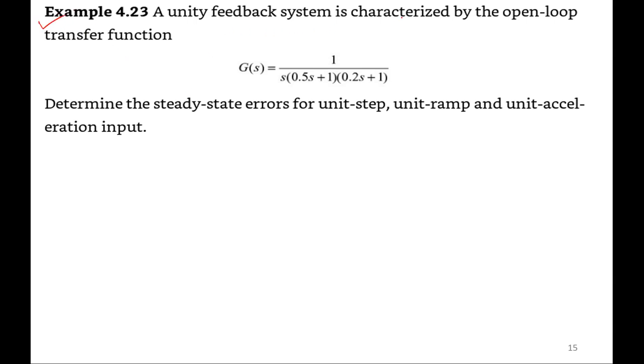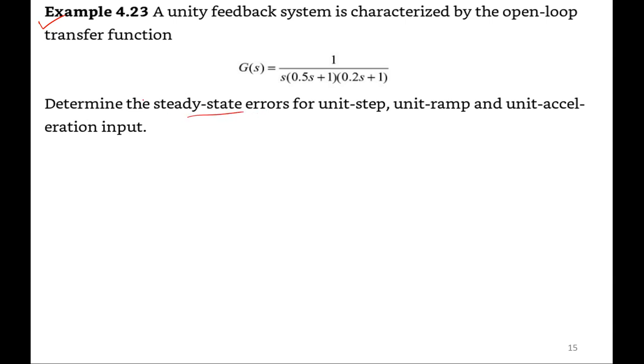A unity feedback system is characterized by the open loop transfer function G(s) = 1 divided by s(0.5s + 1)(0.2s + 1). Here they are asking us to determine the steady state errors.